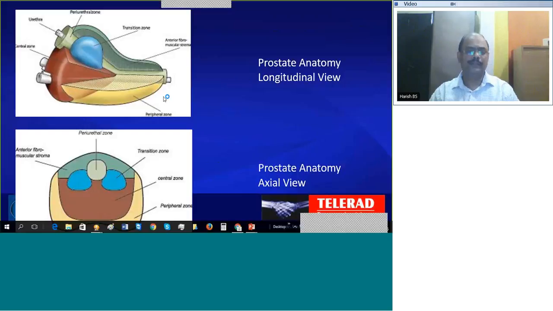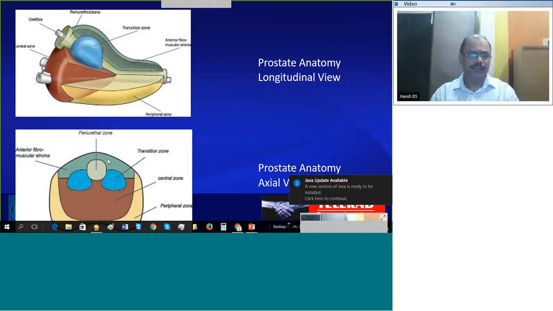We can see this diagram which shows the cross-sectional and the longitudinal anatomy of the prostate. Here we can see anteriorly we have the anterior fibromuscular stroma, and in the center, anteriorly, we have the periurethral zone, which is around the urethra. Then laterally we have the transitional zone. Then we have the central zone, and peripherally we have the peripheral zone.